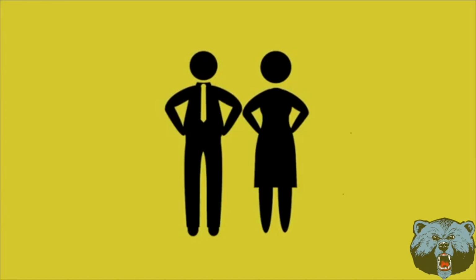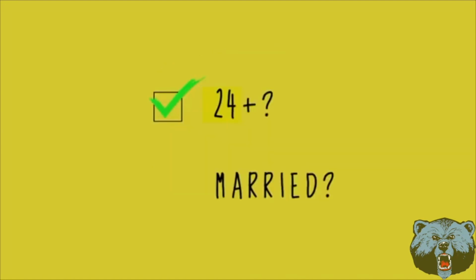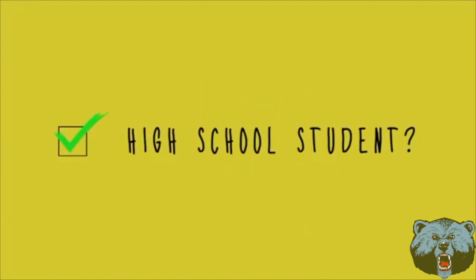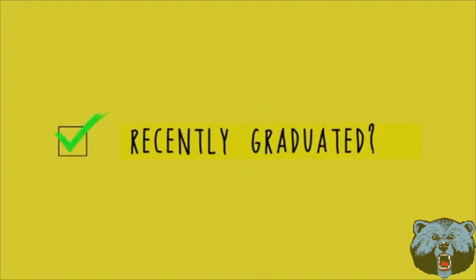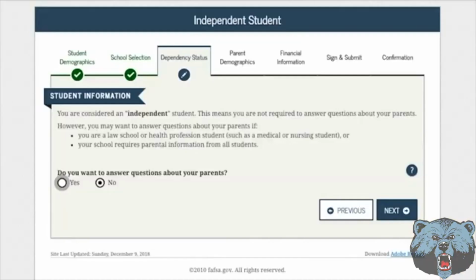The FAFSA determines if you'll need parental information, such as your parents' marital status and tax filing information. If you're at least 24 years old or married, you will not need parental information. However, if you're a high school student or recently graduated, chances are you will need information from your parents. The FAFSA has a section that determines if parental information is needed.